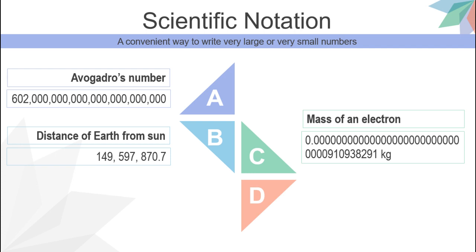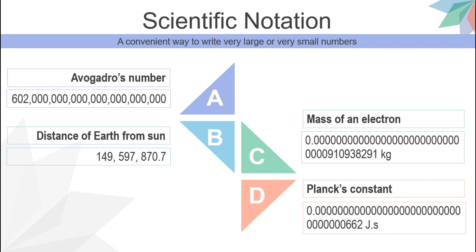Then, we have Planck's constant. Same with the mass of an electron, that is also a very small number. So many trailing zeros before our first non-zero number after the decimal point.